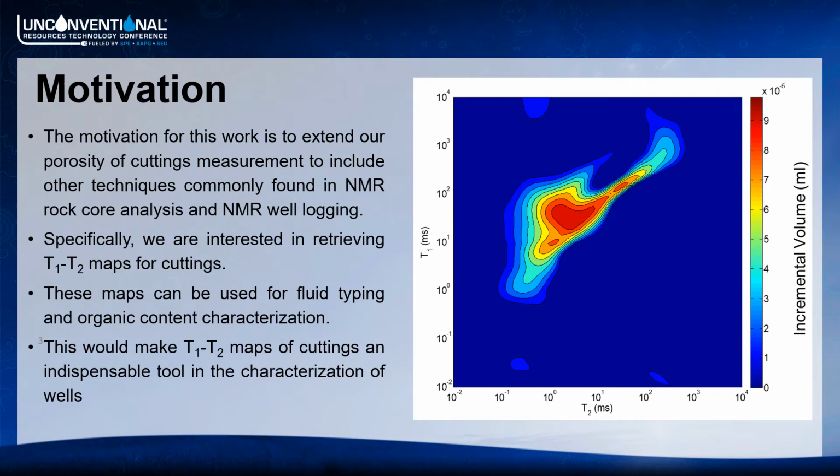Following the T2 based porosity measurement, we extend the NMR measurements on cuttings to T1, T2 maps. In unconventional reservoirs, NMR T1, T2 maps have been greatly utilized for fluid typing analysis. The analysis is done by looking at T1 divided by T2 ratios at different regions of the T1, T2 map. More on this will be said in the later parts of the presentation.